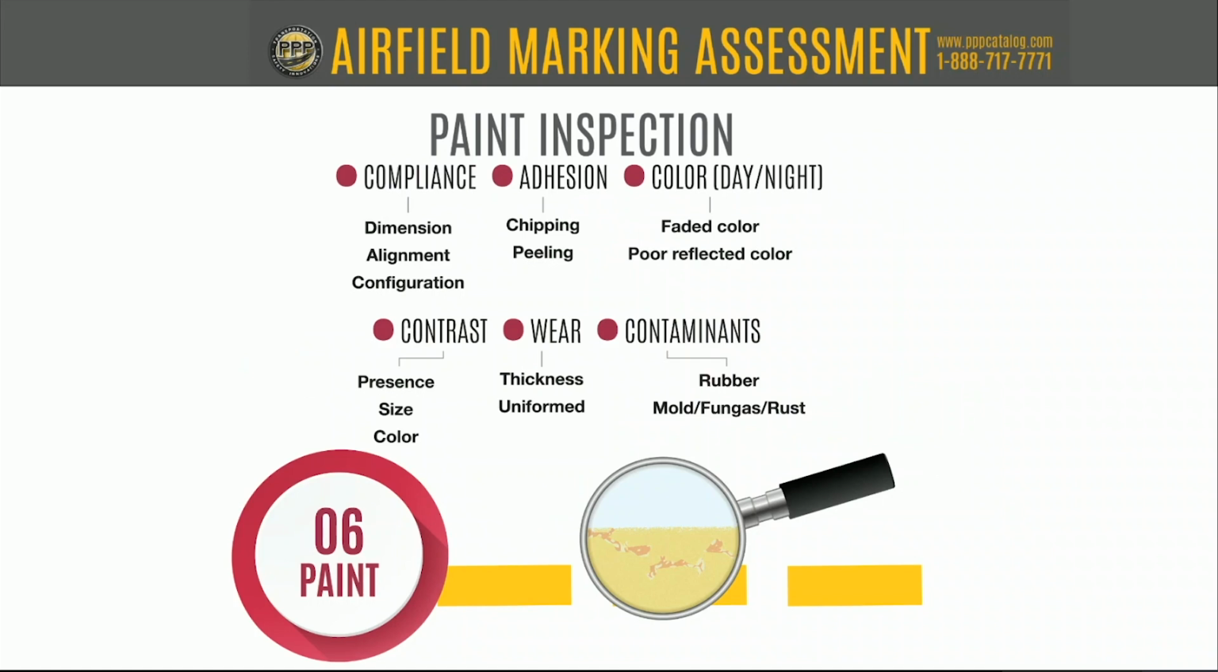The other things that we're looking at with paint inspection are contrast, like our black contrast, the wear, how thick the marking is, how uniform the coating is, and then the contaminants. Very often we talked about rubber, just from traffic or from landing, but also other contaminants, things like mold, fungus, algae, rust. All of those things can impact the quality of the painted line itself.